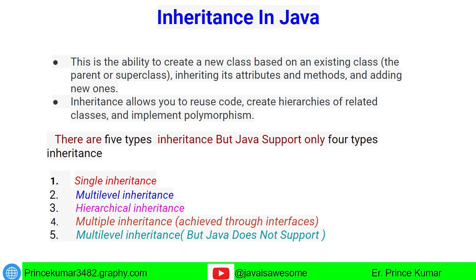So how many types of inheritance exist in Java? There are 5 types of inheritance, but Java supports only 4 types. It will not support all 5 types of inheritance. Okay, so single inheritance, multi-level inheritance, hierarchical inheritance, multiple inheritance, and multi-level inheritance.